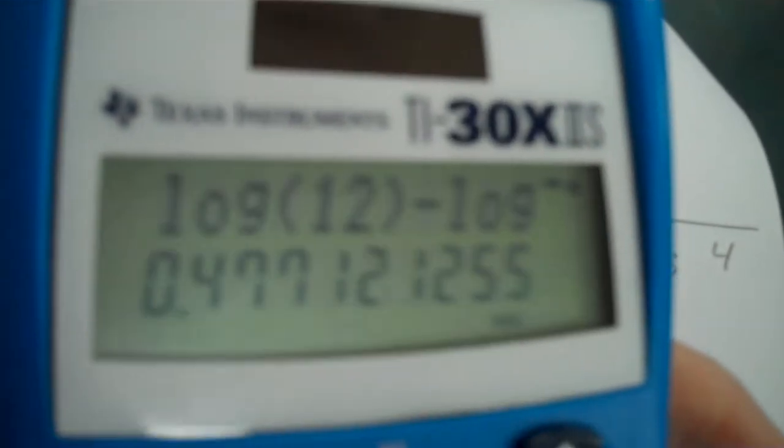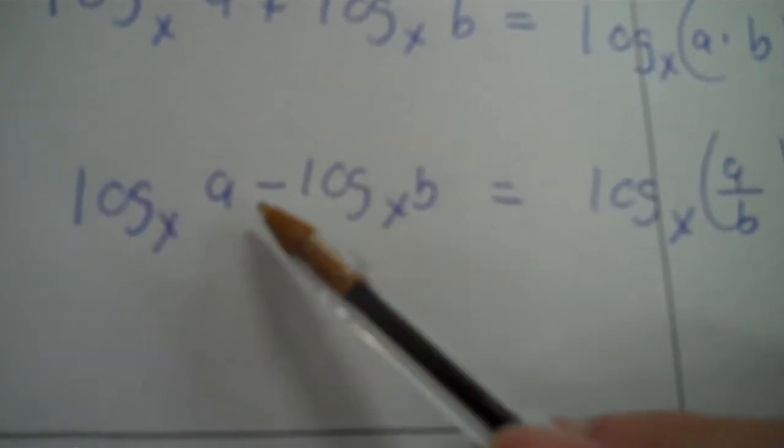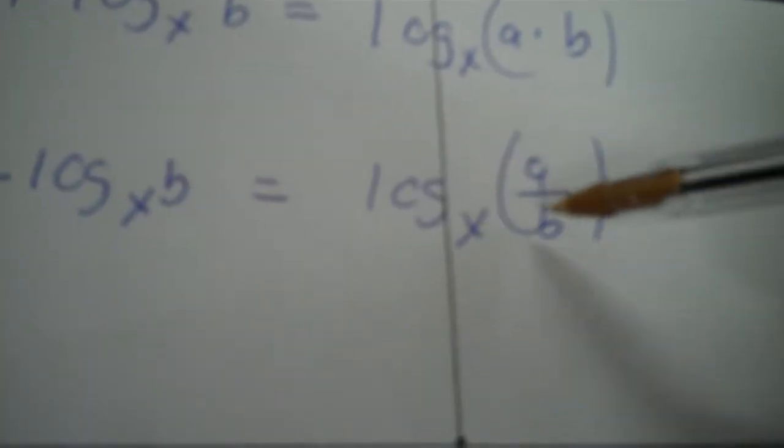Now that was dividing. Now if I subtract the logarithms, I get the same thing. Okay. So that leads me to deduce that if I have two logarithms in subtraction, that's the same as if I take the logarithms and divide them.